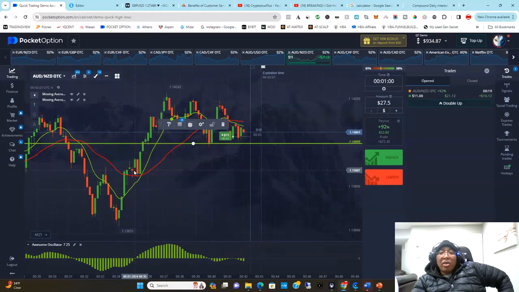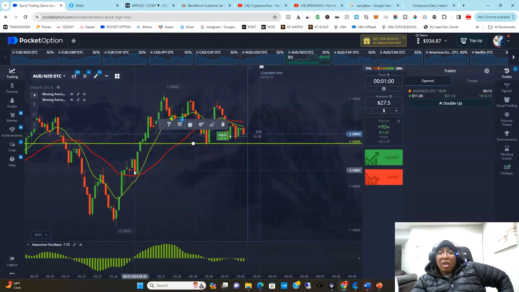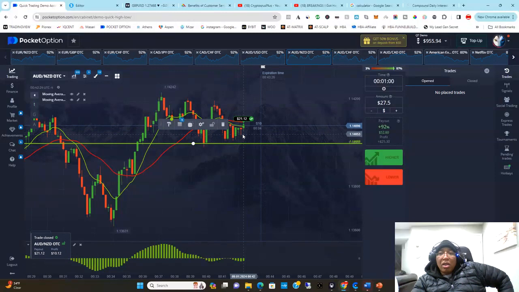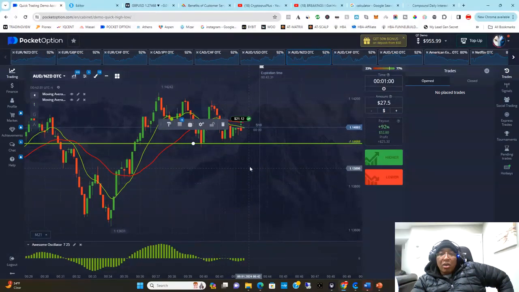Okay, guys, so very close. So it's probably going to give us an L here, because you can see it's actually testing this. Yeah, it's probably going to give us an L here. No, it actually went into the money, guys.